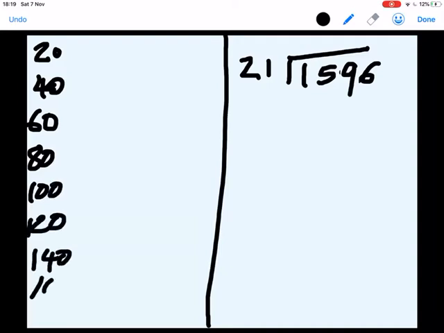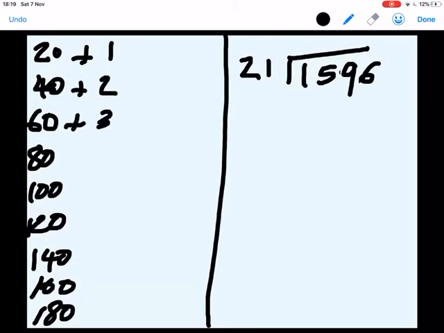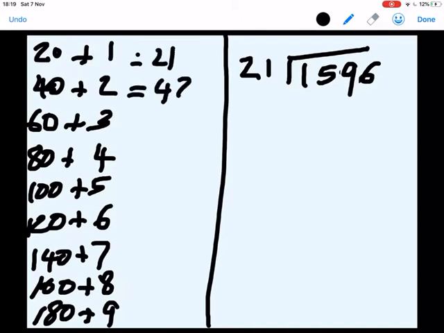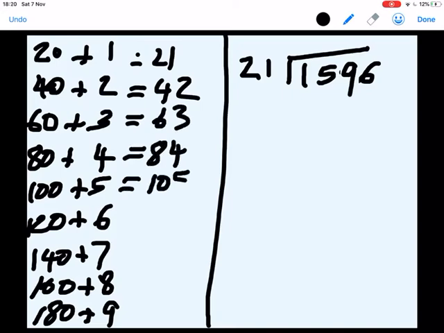Now I'm going to go all the way up to 180, and then because it's 20 plus 1, down this side I'm going to go up in ones, like I am doing here. Now it is going to be really helpful to you if you set this out in your books the same way, because that way when we do the next step it's going to be a lot easier.